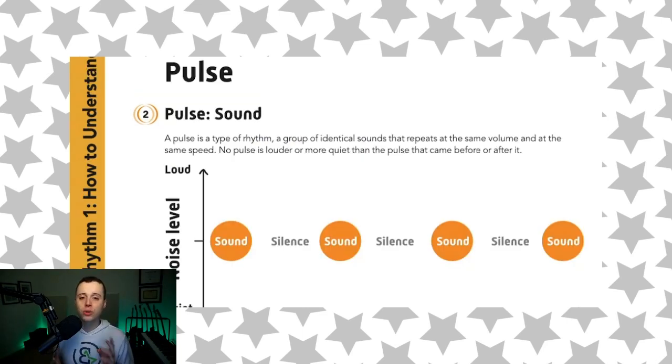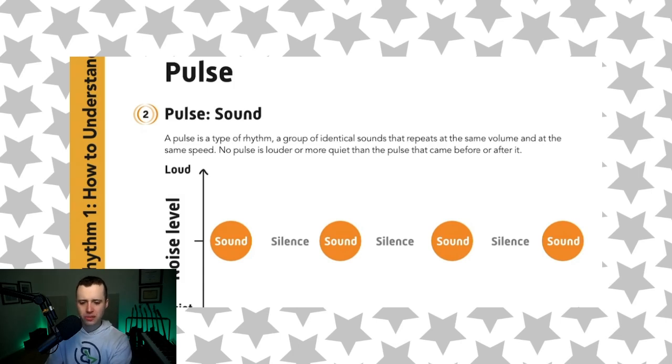In this lesson, you are going to learn about pulse. Now, a pulse is a type of rhythm. It's a group of identical sounds that repeats at the same volume, so the same loudness, and at the same speed. So it's not going to speed up, it's not going to slow down. No pulse is louder or more quiet than the pulse that comes before or after it. A pulse is a group of completely identical sounds that are all exactly the same. There's no difference between them.